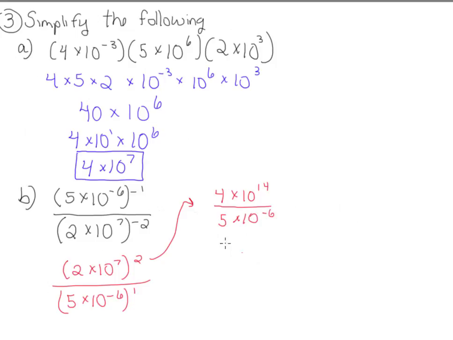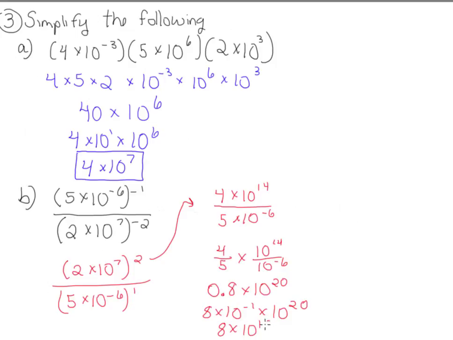And just like multiplication, now we need to combine like terms. So 4 divided by 5 times 10 to the 14th divided by 10 to the negative 6. 4 divided by 5 as a decimal should be 0.8. And then subtracting my powers, I got 14 minus a negative 6, which should be a positive 20. But this is not in scientific notation, so I need to fix that decimal in the 0.8, so it's 8 times 10 to the negative 1 times 10 to the 20th. Combining my like powers, I get 8 times 10 to the 19th degree.